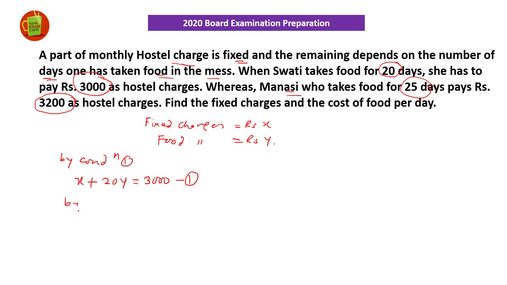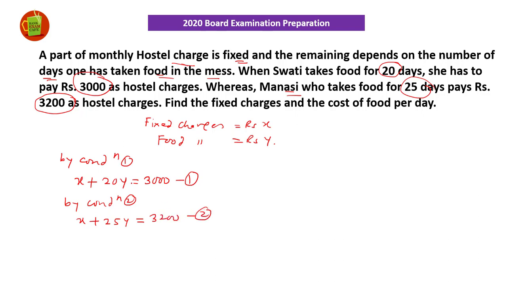And by condition 2, Mansi takes food for 25 days. So fixed charges will be X, and the food charges will be 25Y. The total charge is 3200. Let this be equation number 2.